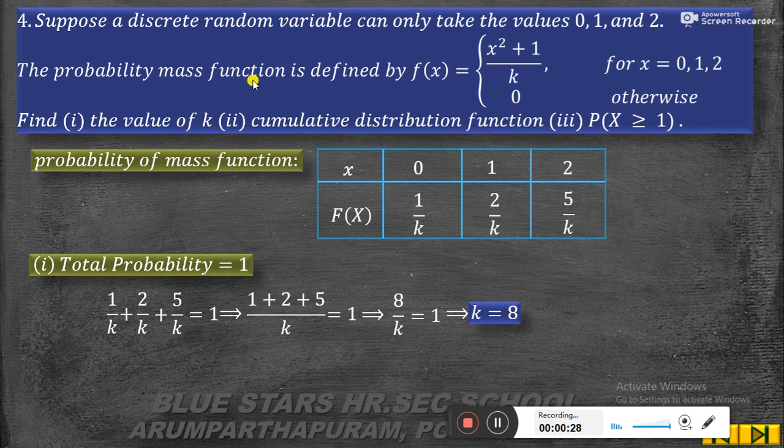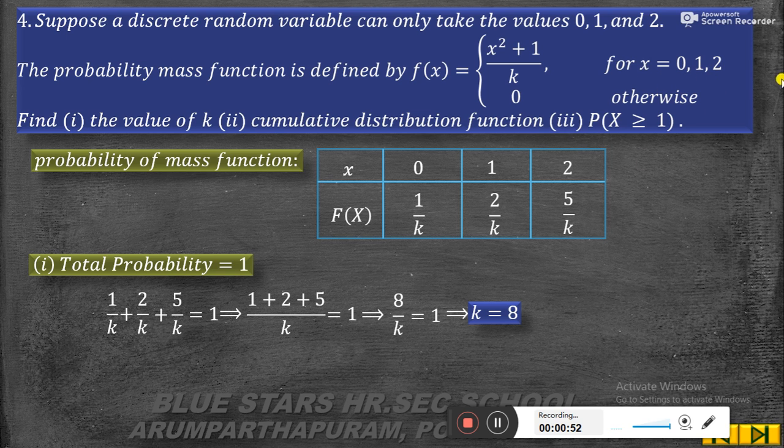This is the question. They gave the discrete random variable that takes the values 0, 1, 2. So here x equal to 0, 1, 2. The probability mass function is defined as f of x equal to (x square plus 1) by k. The x takes these three values.